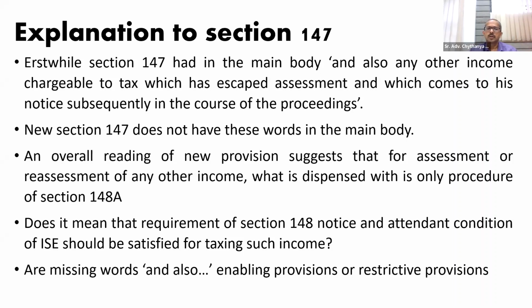Now, a question that would arise is, because these words are missing, is it that the main body would not permit the AO to assess any other income? Or alternatively, would it mean that 148A may have been dispensed with, but he still has to issue notice under 148, and the attendant condition of information suggesting escapement should be satisfied? So this would depend on whether the words which were appearing in the erstwhile section 147, and also any other income, are these words enabling powers or restricting powers?